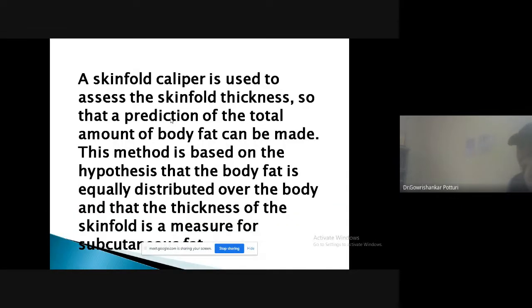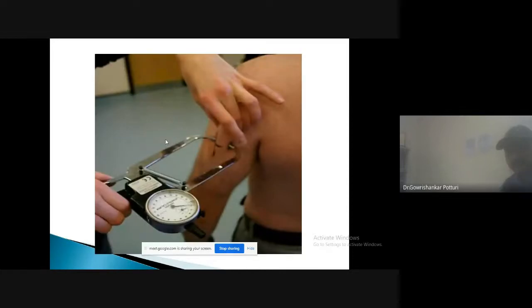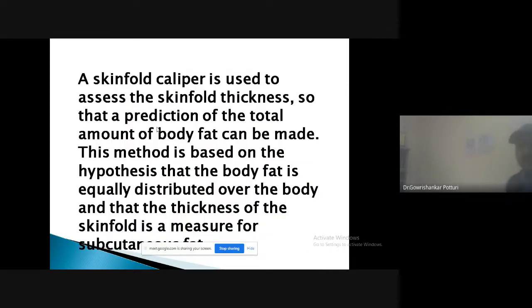A skin fold caliper, this is how it looks like. It has a meter and two tongs, which help in pressuring. A skin fold caliper is used to assess the skin fold thickness, so that a prediction of the total amount of body fat can be made. This method is based on the hypothesis that the body fat is equally distributed over the body, and that the thickness of the skin fold is the measure of subcutaneous fat.